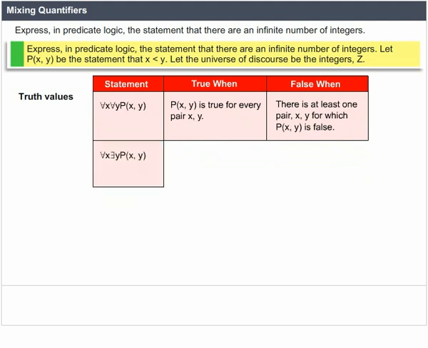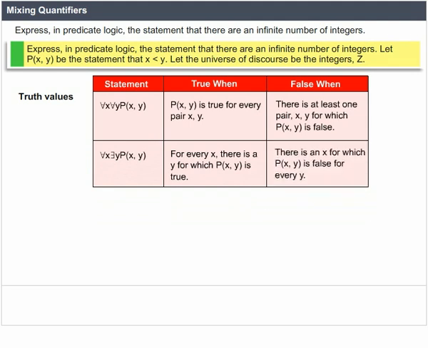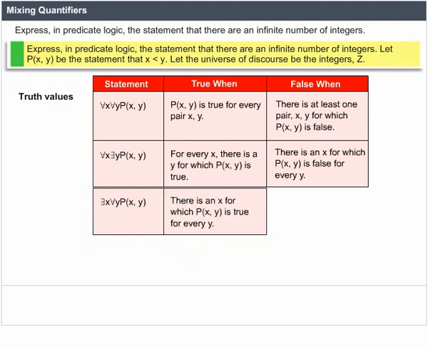Second row. For every x, there exists y, P(x, y): for every x, there is a y for which P(x, y) is true. It is false when there is an x for which P(x, y) is false for every y. Third row. There exists x, for every y, P(x, y): there is an x for which P(x, y) is true for every y. It is false when for every x, there is a y for which P(x, y) is false.